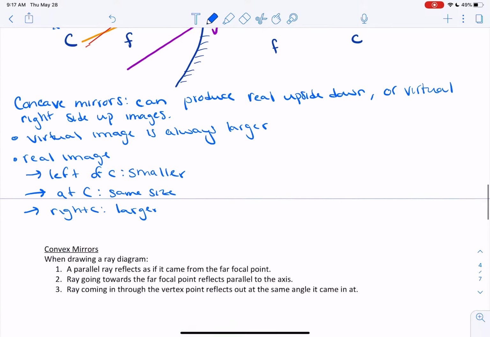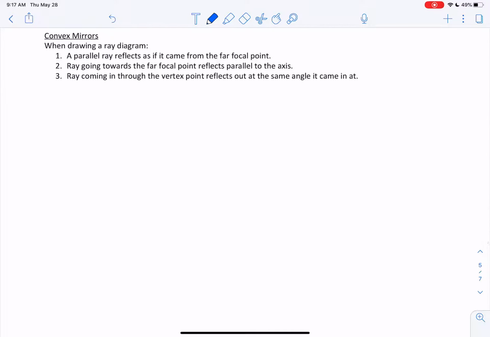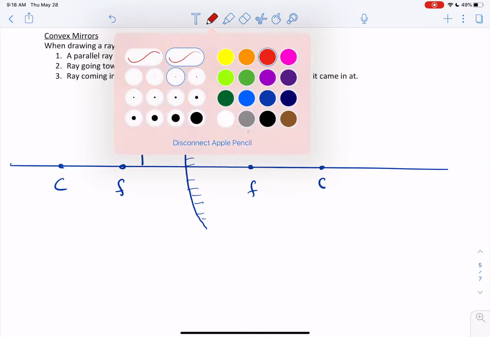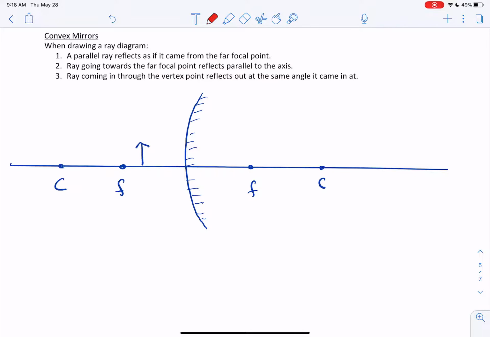Okay. All right, now let's look at convex mirrors. So again, we're going to draw a ray diagram to analyze a convex mirror. So we get out our ruler and we draw our axis. Now we're going to draw our convex mirror, and make sure we are labeling where our focal point and our center is on both sides. Okay, all right. Now let's put our object here.